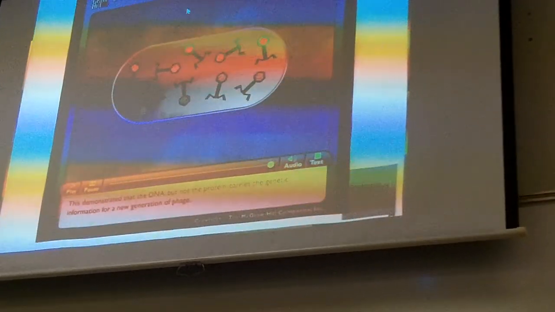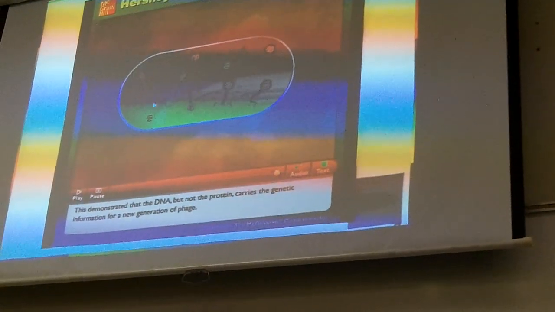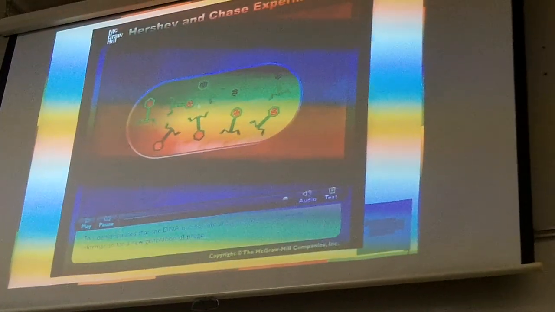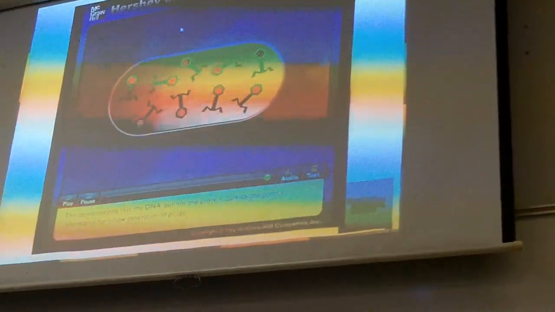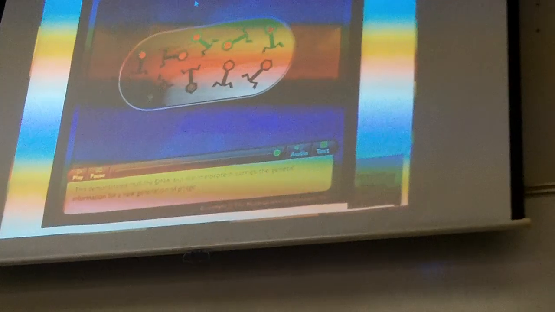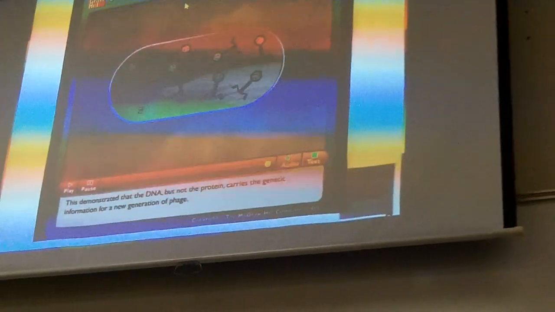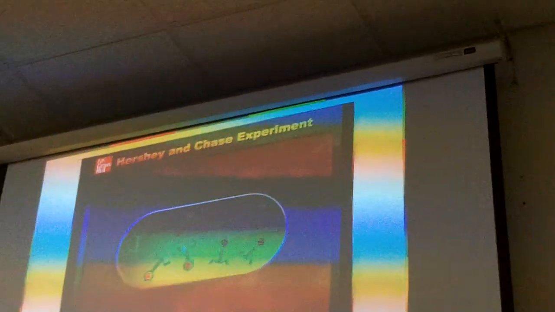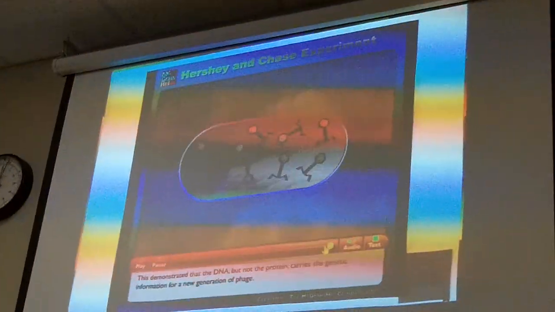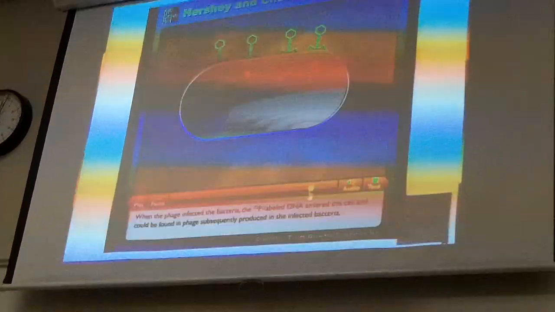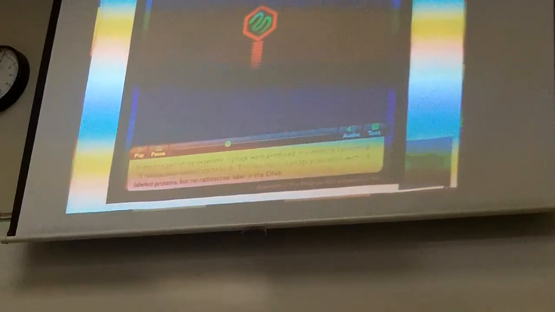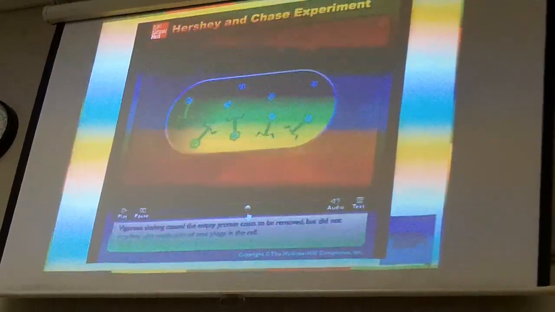See, they can follow the radiation. If the radiation is in the cells, when they radioactively label the DNA, then they know that the DNA must have passed into the cell. Thomas, you got a question? That's the Hershey Chase experiment.